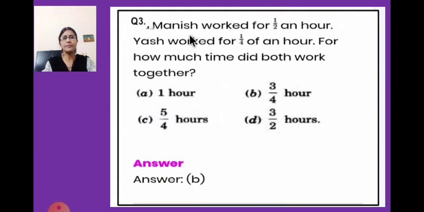Next, some word problems. Manish worked for half an hour. Yash worked for 1 upon 4 of an hour. For how much time did both work together? So these are the options: 1 hour, 3 upon 4 hour, 5 upon 4 hours, 3 upon 2 hours. So you will select the right option here. Half an hour means 1 upon 2 plus here 1 upon 4. So you will add this. You have to find out how much time did both work together. On addition you will get 3 upon 4. So answer is B option.